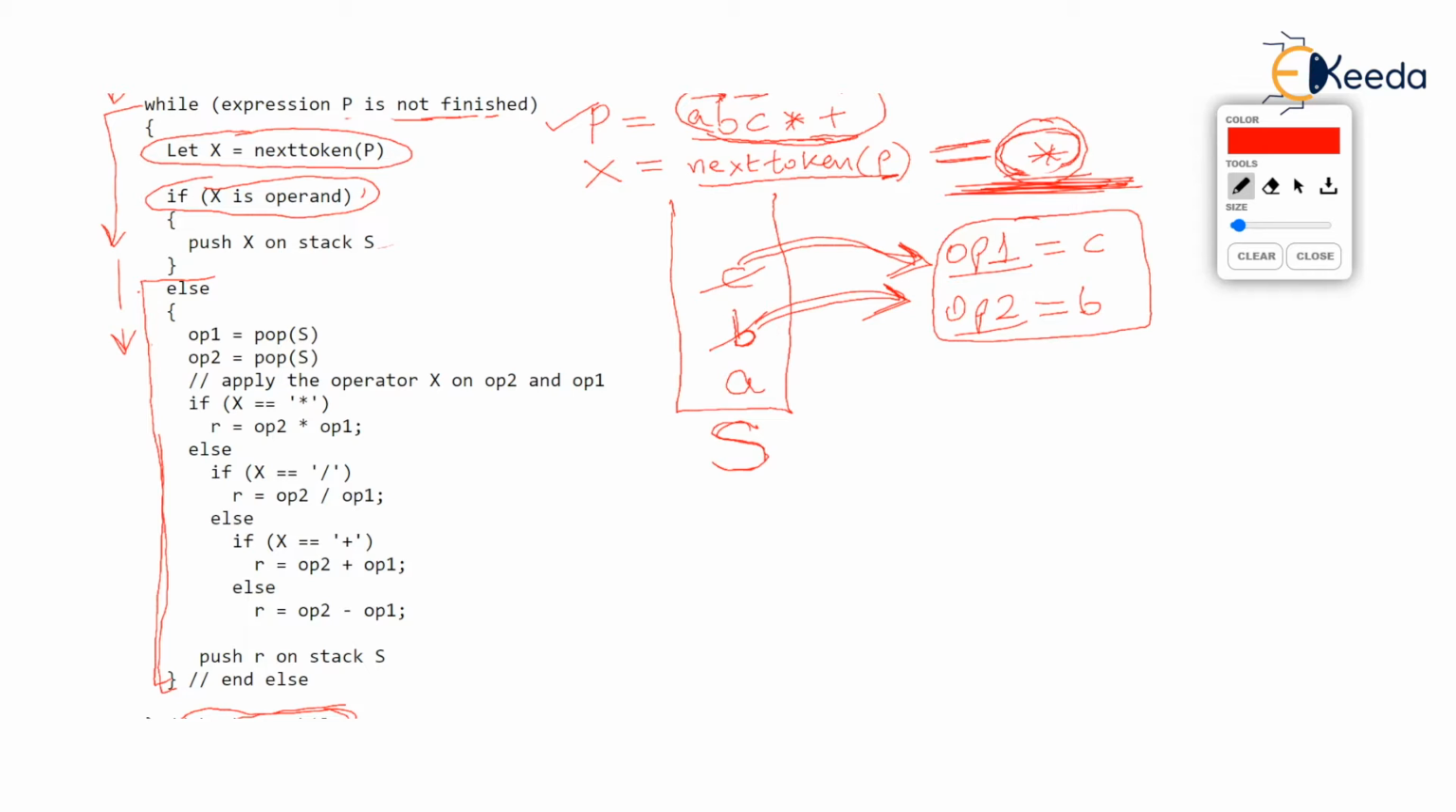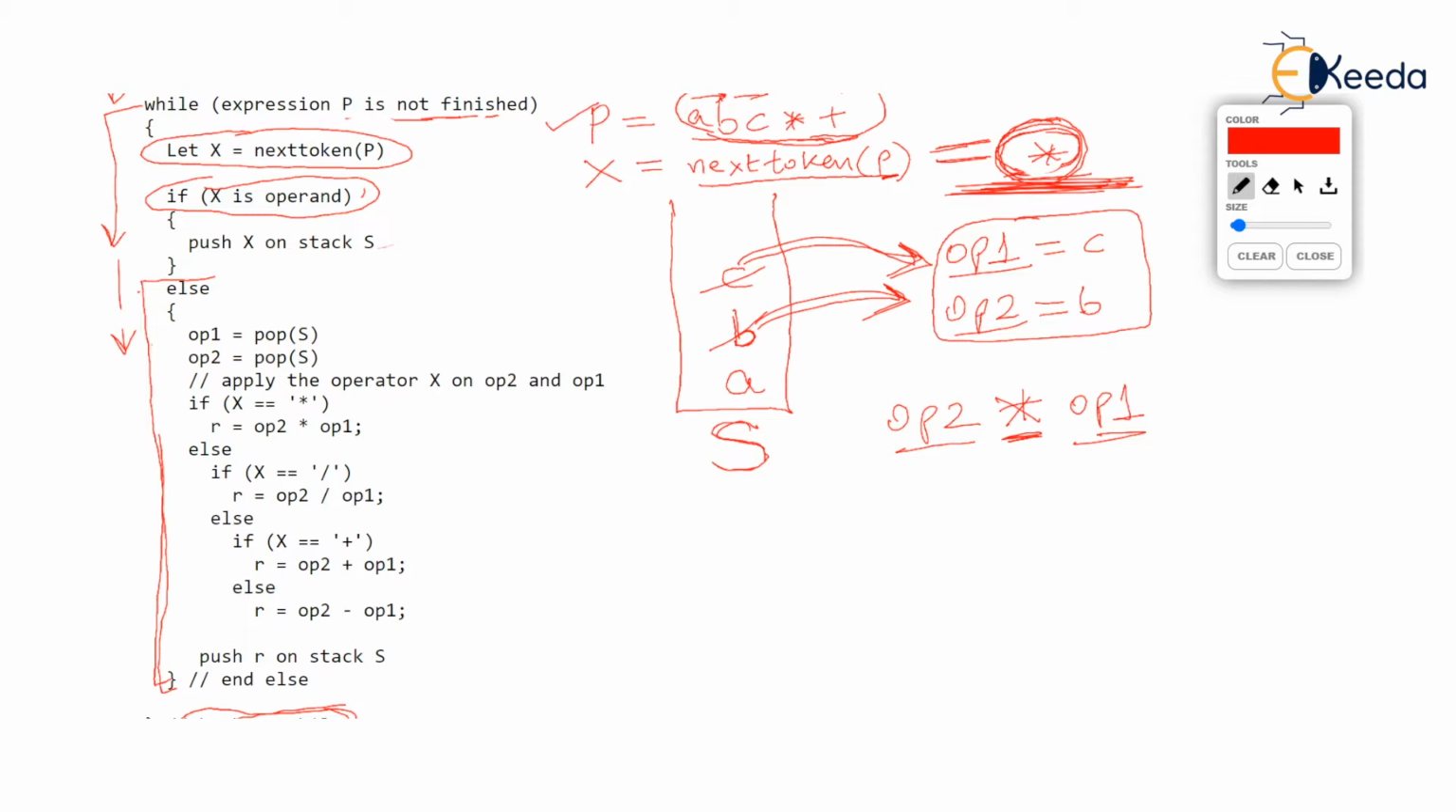Now we should multiply these two operands, isn't it? Yes, we should multiply because the operator that we got in the variable X was asterisk. So we should multiply op1 and op2. But be careful, multiplication will be done in such a way that op2 will be on the left hand side and op1 will be on the right hand side. Don't argue. Don't say what difference it makes if you say op1 into op2 because multiplication is commutative. I agree. But the operator could have been division, the operator could have been subtraction. So we will take this care of writing op2 always on the left of the operator and op1 on the right of the operator, isn't it?